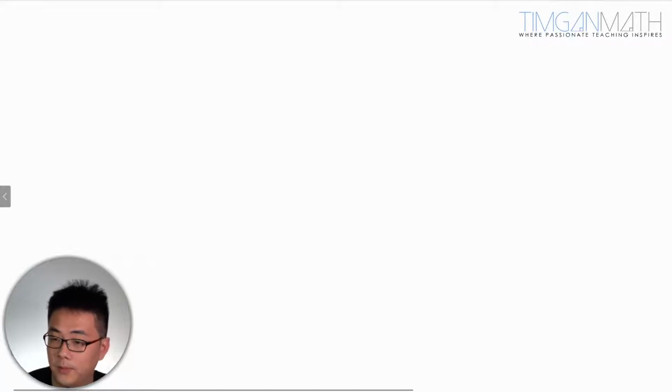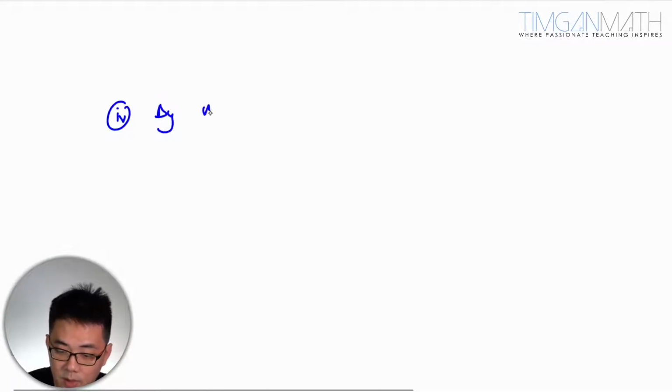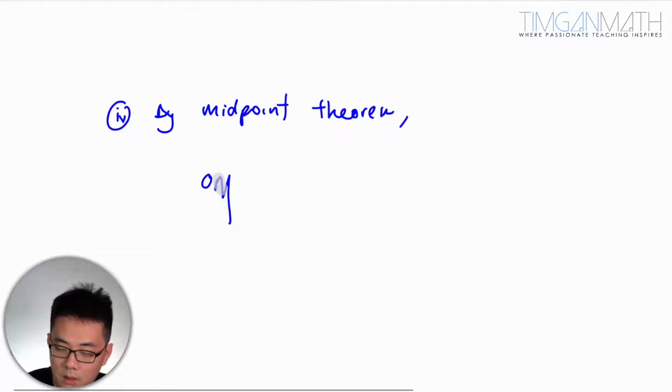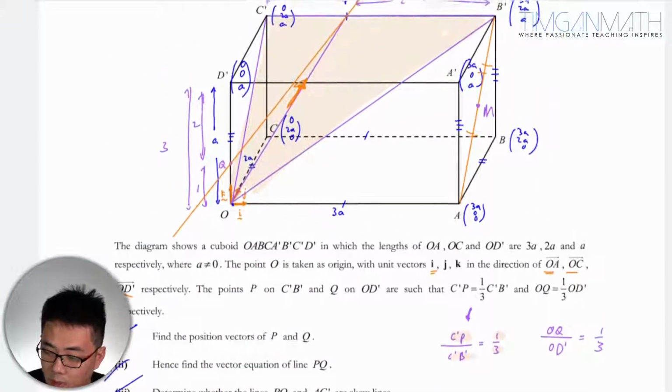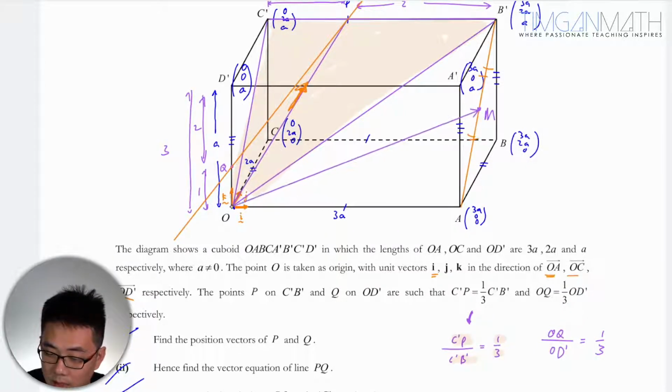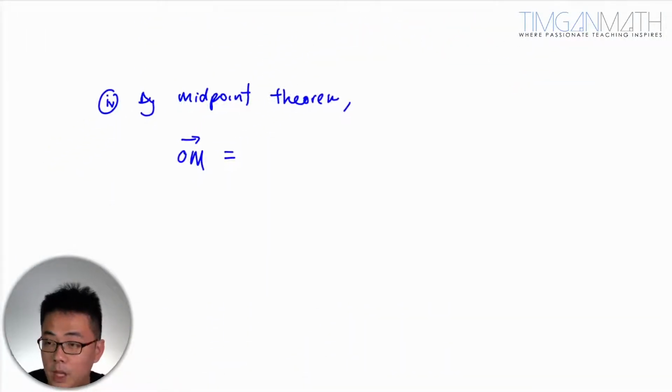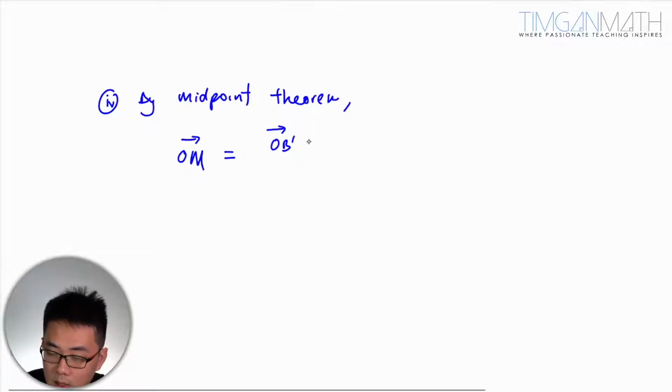So this is part 4. Sorry, so by midpoint theorem. OM will just be equal to, remember, M is a midpoint here, so it will be the subject. OM is OB prime times 1, OA times 1, divided by 1 plus 1, because this is ratio 1 plus 1. So by ratio, it's actually the ratio theorem. So this is OB prime plus OA, divided by 2.